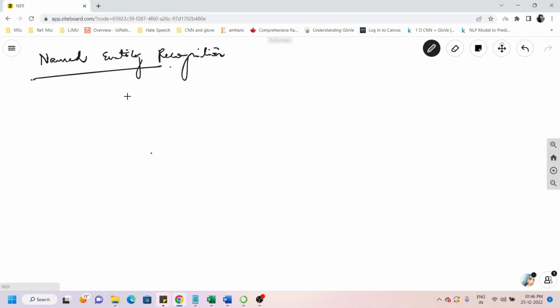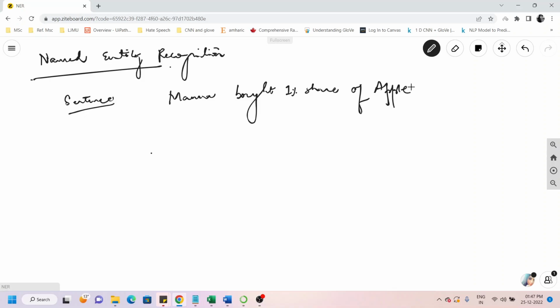So I'm taking a sentence: Manna bought 1% share of Apple. This is a sentence and this is totally untrue. I haven't bought any percentage share of Apple, so this is completely untrue. This is just for reference.